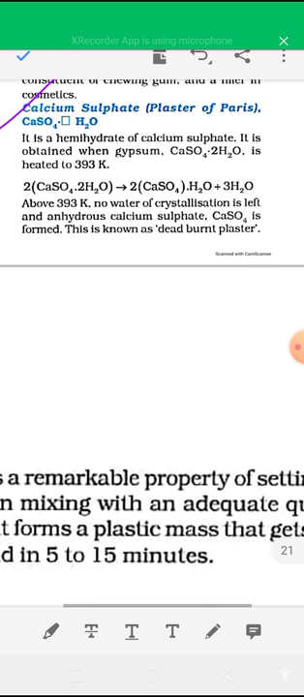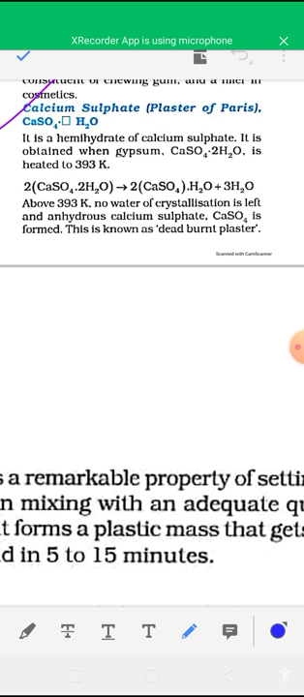And calcium sulfate, that is plaster of Paris, an important compound of calcium, CaSO4.½H2O. It is a hemihydrate of calcium sulfate, and it is obtained when gypsum, CaSO4.2H2O, is heated to 393 Kelvin temperature. So when gypsum is heated, you will get calcium sulfate hemihydrate, meaning plaster of Paris, CaSO4.½H2O.